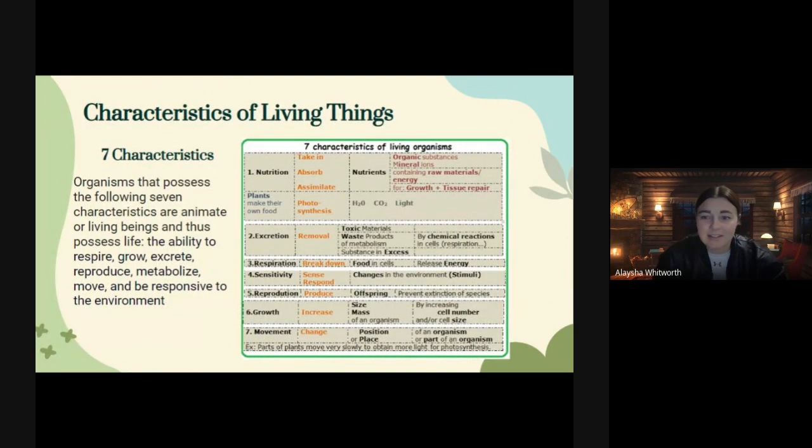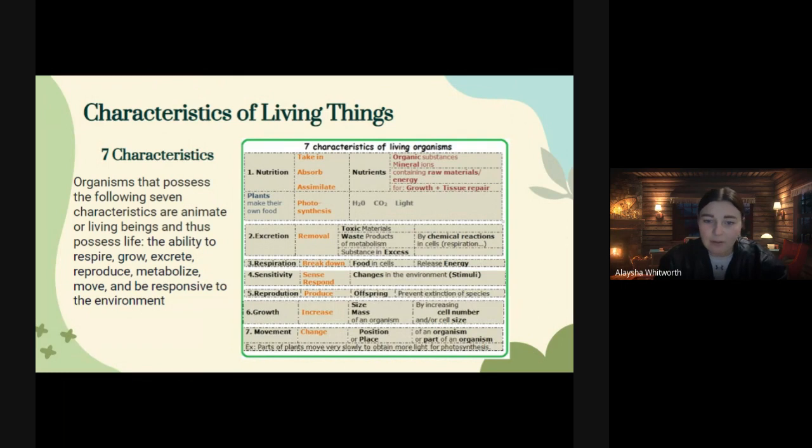7 characteristics of living things. There's a lot of details in this, but basically they have to possess 7 characteristics, and that's they are animate or living, ability to respire, grow, excrete, reproduce, metabolize, move, and be responsive to the environment. A big part of this is nutrition. So can they take it in, absorb? Plants do photosynthesis. Excretion is removal, so waste removal. So that's toxic materials, waste products, substances in excess of, or like chemical reactions.